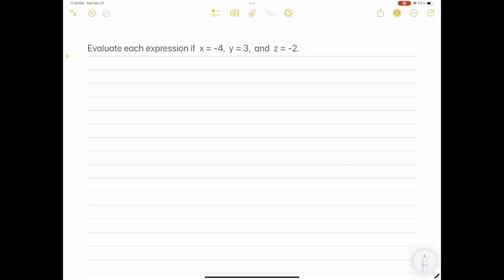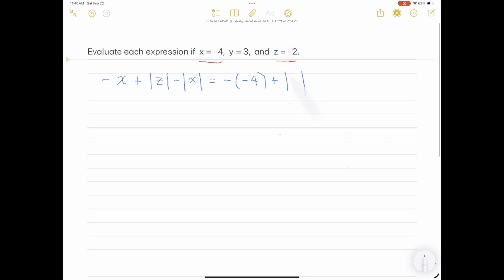Next problem. Evaluate each expression if x equals negative 4, y equals 3, and z equals negative 2. The equation is negative x plus the absolute value of z minus the absolute value of x. Be careful to draw your absolute value sign in such a way that you don't mistake it for the number 1. Okay, now it's just a matter of plugging in the appropriate numbers for the variables.